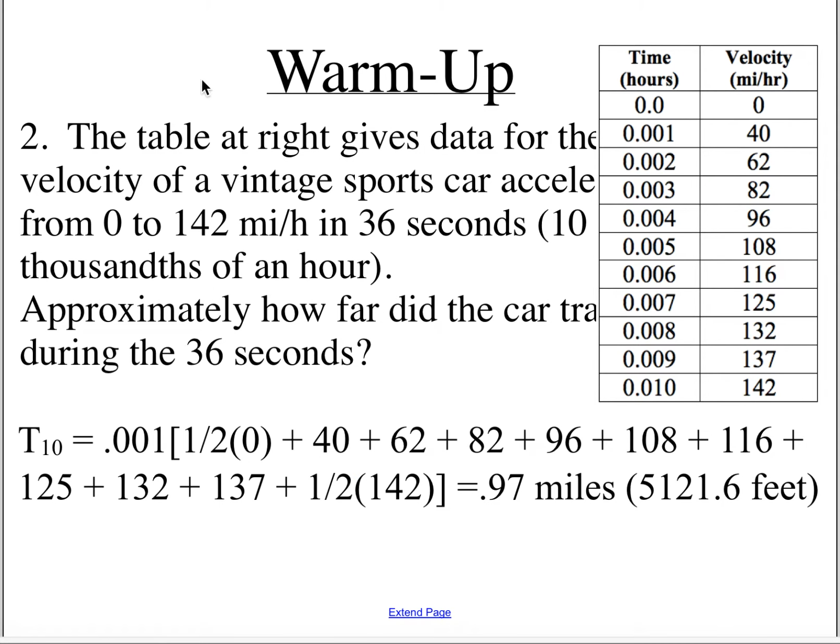For number two, when you're given a data table, you first of all want to make sure your time and velocity are in the same units. And I converted the 36 seconds to hours for you. My delta x is the same each time. It's always 0.001. So I factored that out, and then I multiplied it to all my y values, with my first being multiplied by 1/2 and my last being multiplied by 1/2. And the car traveled 0.97 miles in 36 seconds, so almost a full mile, or in feet, that's 5,121.6 feet.